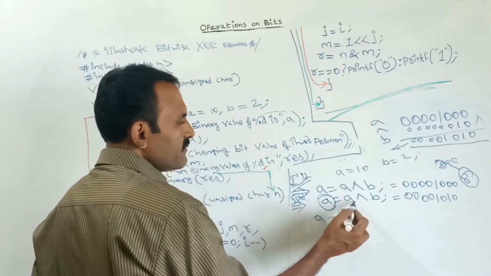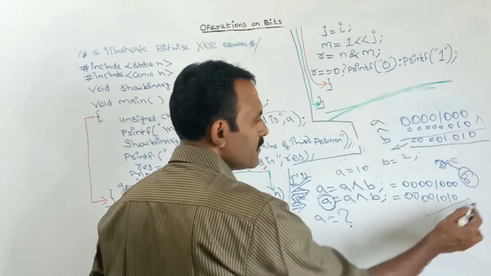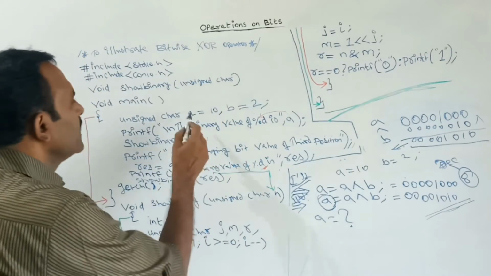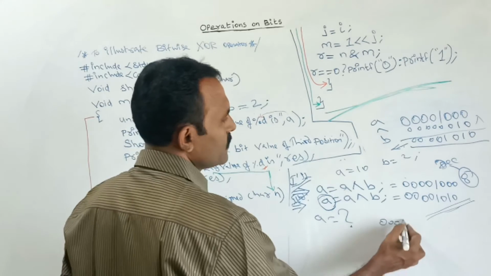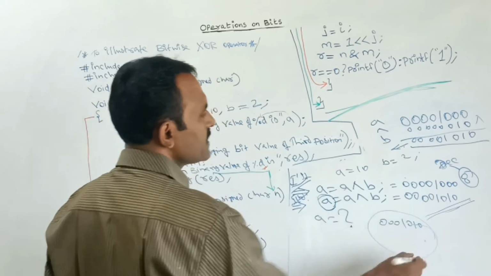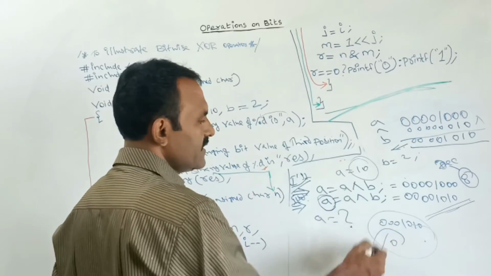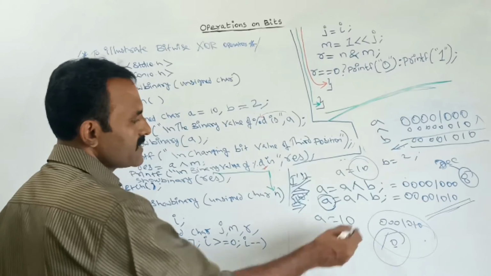When we XOR A with another number a second time, we get the same number. What is the value of A? 10. For 10, 0 0 0 0 1 0 1 0 is the binary value of 10. So we get the same value. A is equal to 10, we get the value 10. So we get the same number, that is 10.